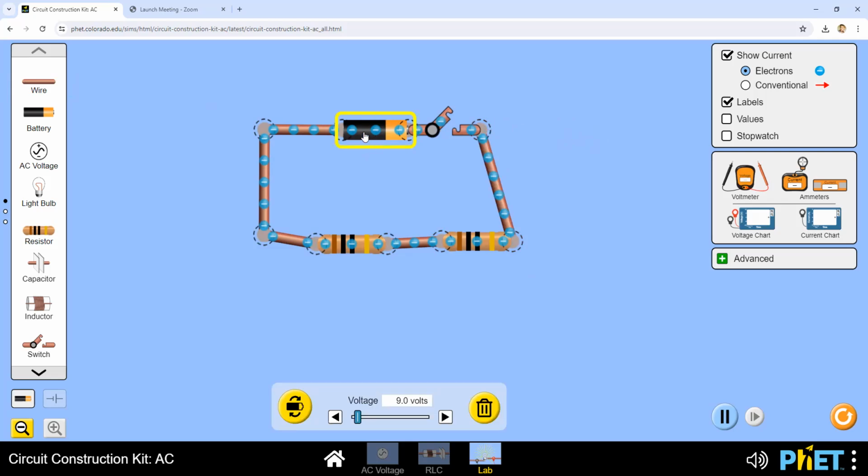So the battery right now has 9 volts. You can increase it up to 120. Let's leave it on 9 though. That's a pretty common voltage. And each resistor, 10 ohms here, 10 ohms here. That's fine, right? You can change it around if you want. You can do different resistances if you want. It doesn't really matter.